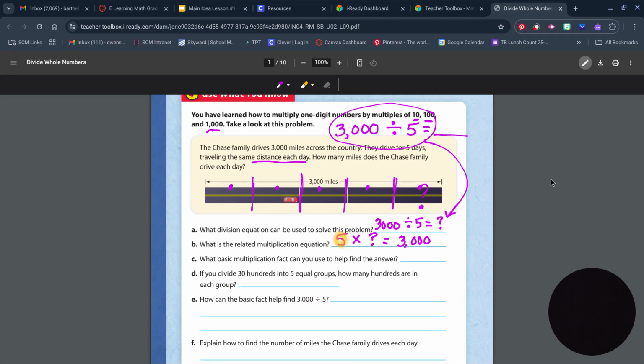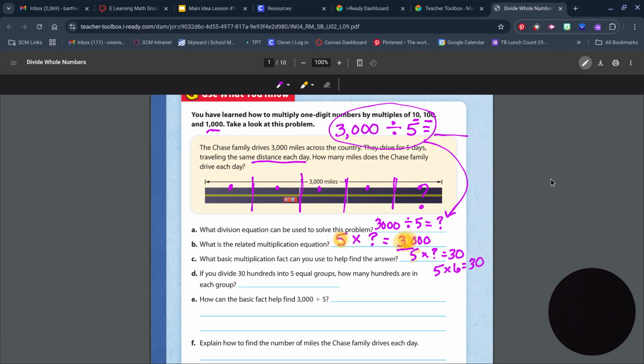What looks familiar over here? 5 times what equals... hopefully you're noticing there's a 30 in there. So 5 times what equals 30? What fact is that? It should be 5 times 6 equals 30.